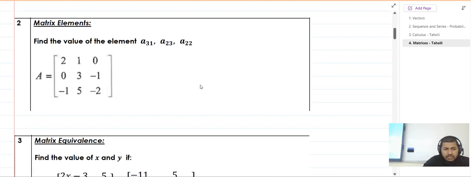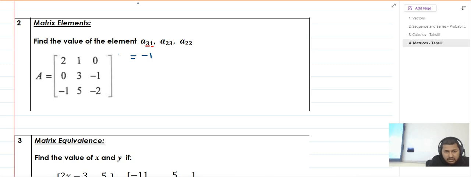Moving on to the next one, matrix elements. Example, when we say A31, what's the value of A31? Each of these entries in the matrix is called an element. So A31 means go to the third row and first column value. So third row, row 1, row 2, row 3, and first column value is -1. So what's A31? -1.